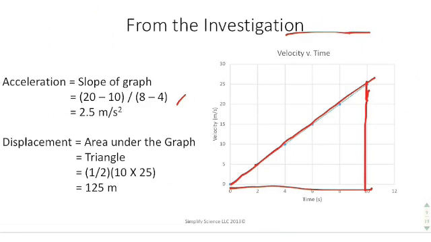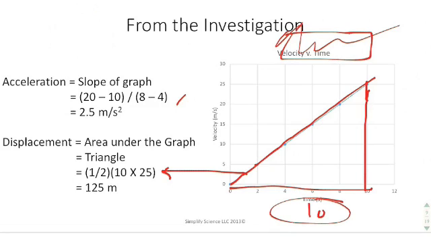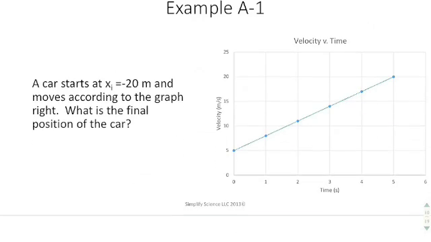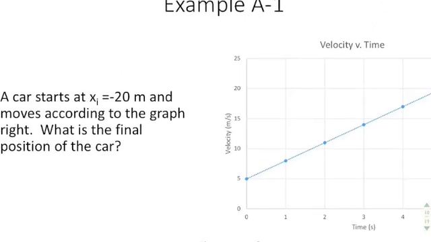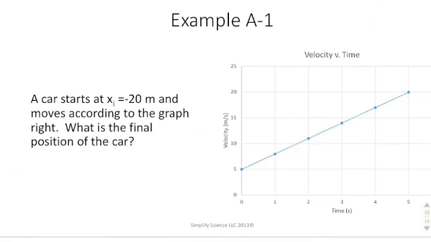Sometimes it'll be a rectangle, sometimes it'll be a combination of shapes, but in this case we have a triangle. The area of a triangle is really easy to calculate. It's 1/2 the base times the height, where the base is 10 and the height is 25. So we do 1/2 of 10 times 25, and we should get 125 meters. So it shows you that you can get both displacement and acceleration from a velocity versus time graph.